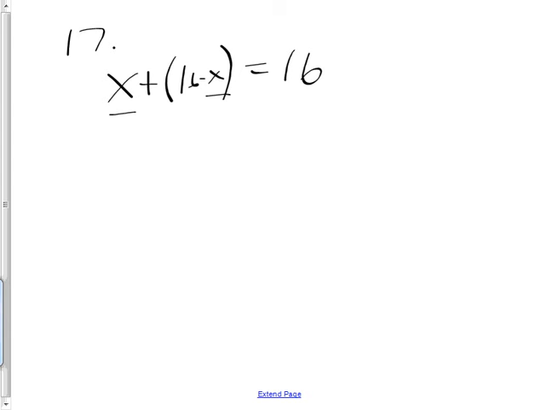Okay, so if I had said, for instance, two numbers add up to 20, what are they? You should say, oh, they're x and what? 20 minus x. Those must be the two numbers if they add up to 20.